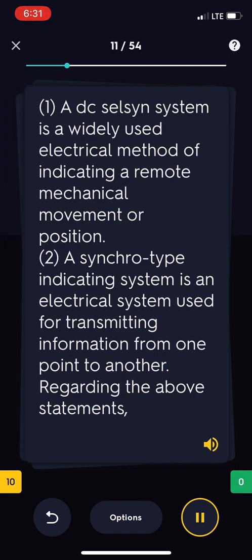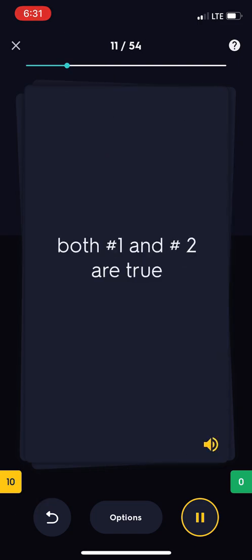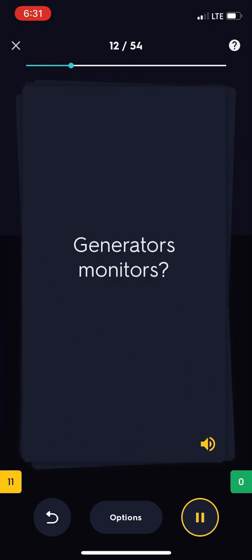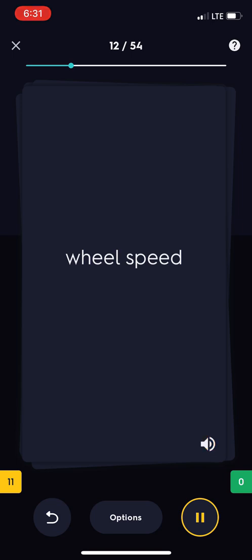A DC selsyn system is a widely used electrical method of indicating a remote mechanical movement or position. A synchro-type indicating system is an electrical system used for transmitting information from one point to another. Regarding the above statements, both number 1 and number 2 are true. Generators monitor wheel speed.